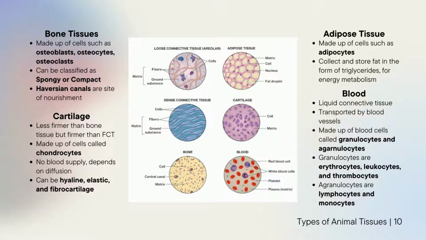Next and lastly, for our connective tissue is the blood. It is a liquid connective tissue. It is transported by blood vessels. So it is the only liquid connective tissue that we have, and it is transported via our blood vessels.